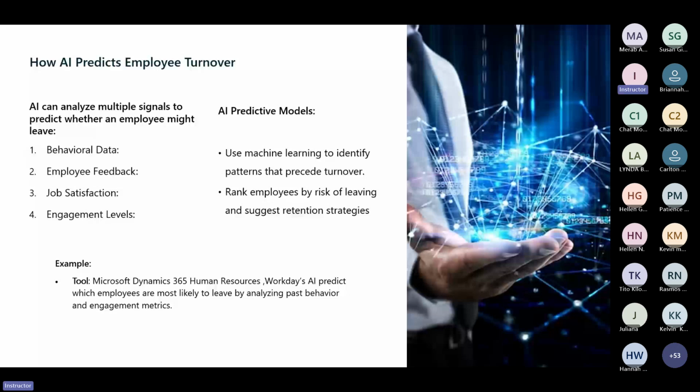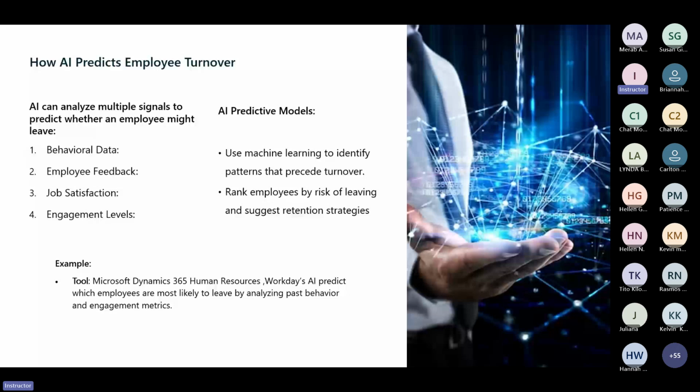Behind all this, the magic of AI predictive models, we have AI machine learning systems that get smarter over time. They learn from past turnover patterns, and they help the HR teams to rank the risk levels and suggest tailored interventions.